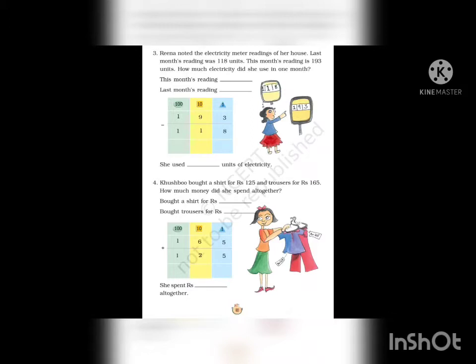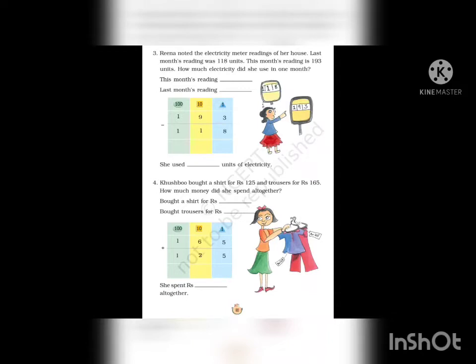So what we will do, we will subtract 118 from 193. When we subtract it, the answer will be how much electricity she used in 1 month. You will write that answer in the blank given below: she used dash units of electricity. So you will write the answer in this blank. Okay, so we will see this question.